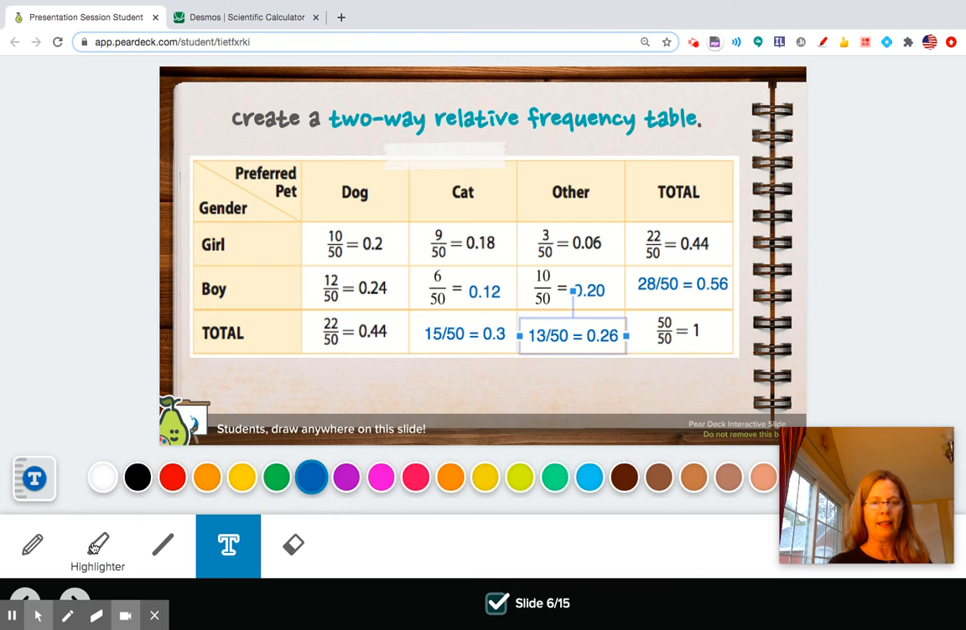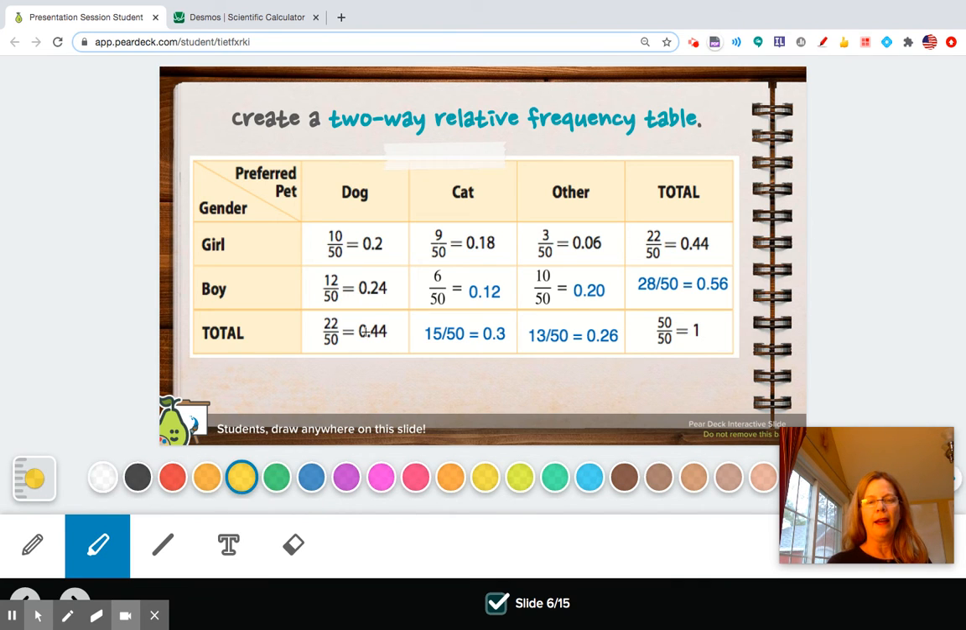And then let's take our highlighter and notice what happens as we add our relative frequencies in the total row. We have 0.44 plus 0.30, that makes 0.74, plus 0.26 will equal 1 whole. Same thing here, I'll use a different color, and let's add 0.44 to 0.56, that will be 1 whole. And so that's how you know you haven't made a mistake: when you add the total rows together or the total columns together, you're going to get 1 as a grand total.